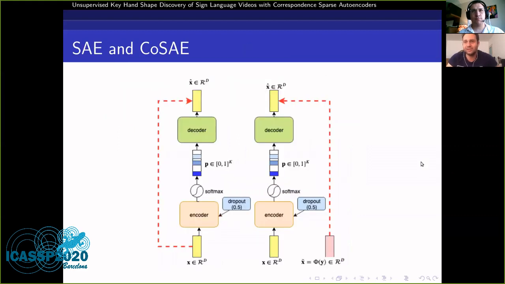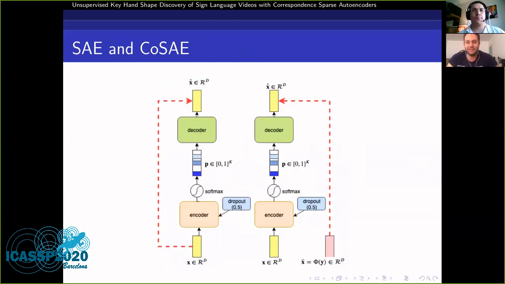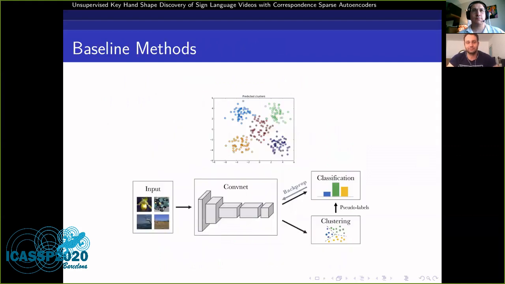In this figure, we see two key handshapes that produce each other. The flowcharts of the SAE and the co-SAE can be seen on this figure. The middle layer activations give us the key handshape assignments. As baseline clustering methods, we used K-means clustering and deep clustering.